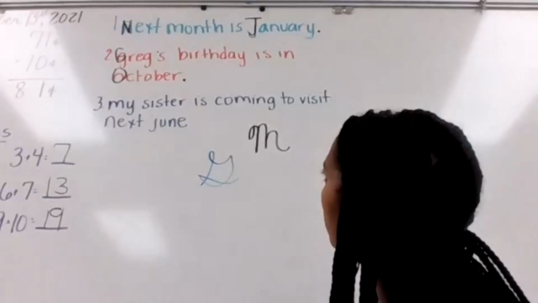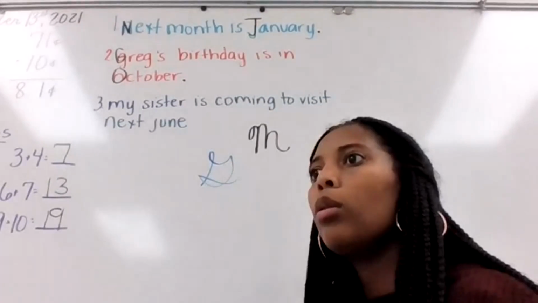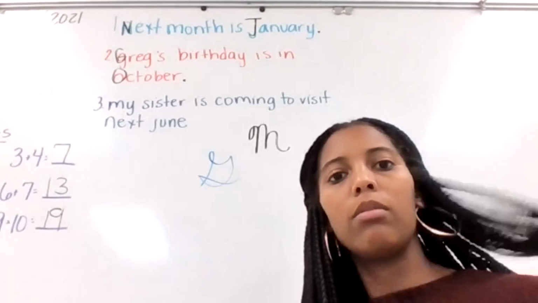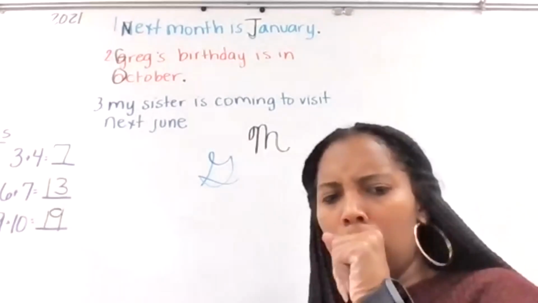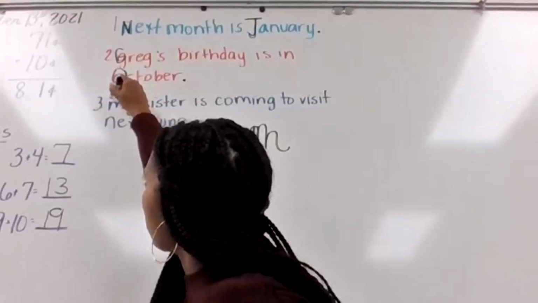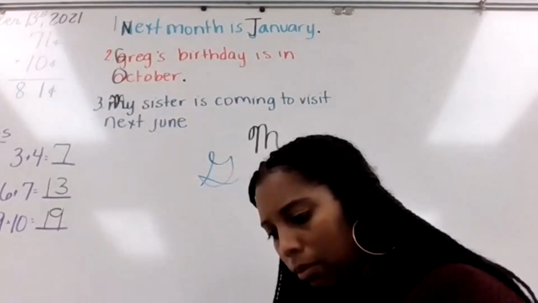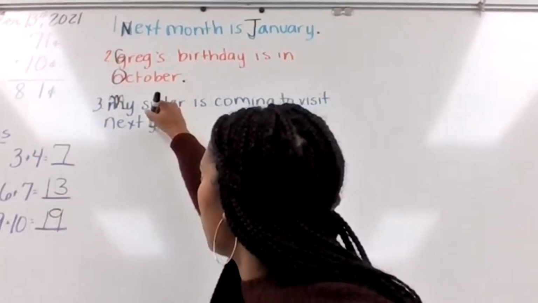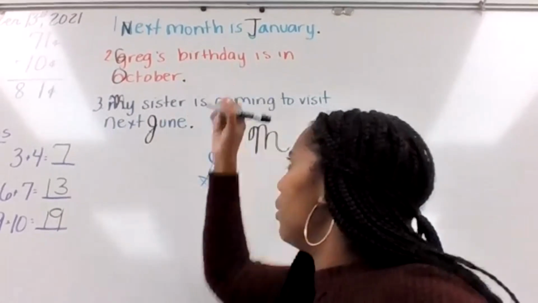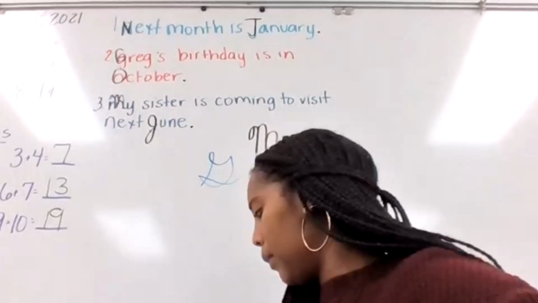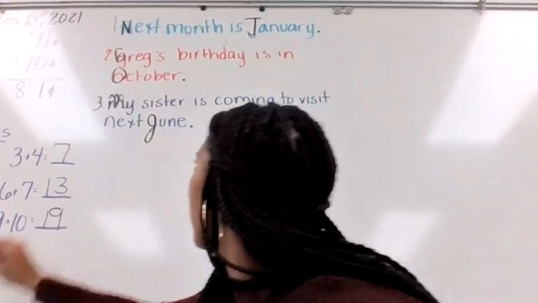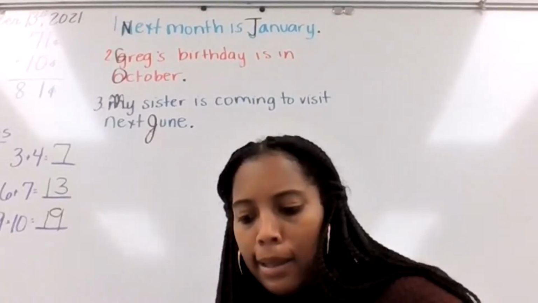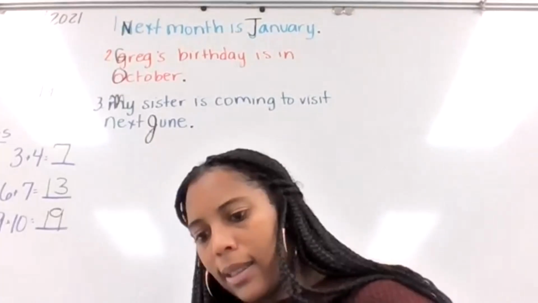Okay, let's go over this one. My sister is coming to visit next June. Okay, Faith. Capitalize the M in my. June. The J in June. Finish with the what? Period. Awesome. Not bad. Okay, so this week we'll continue to practice capitalizing the months of the year inside of a sentence. So that's what we'll be doing this week.